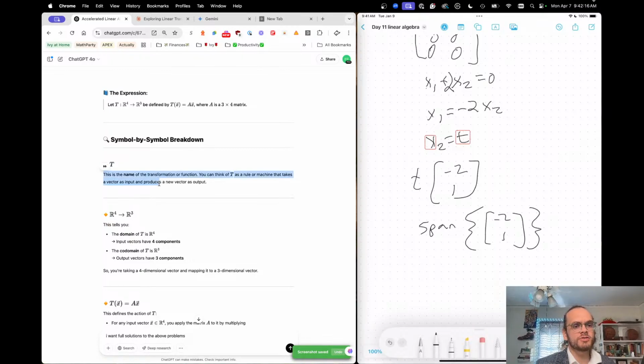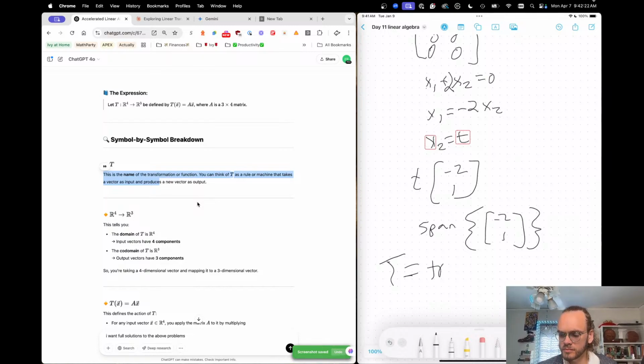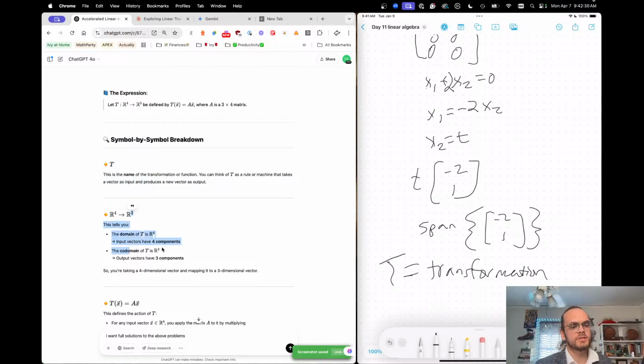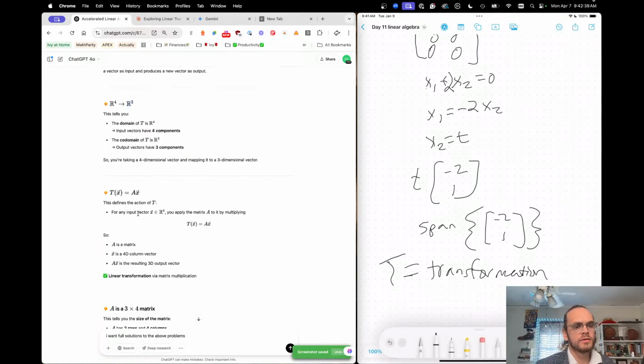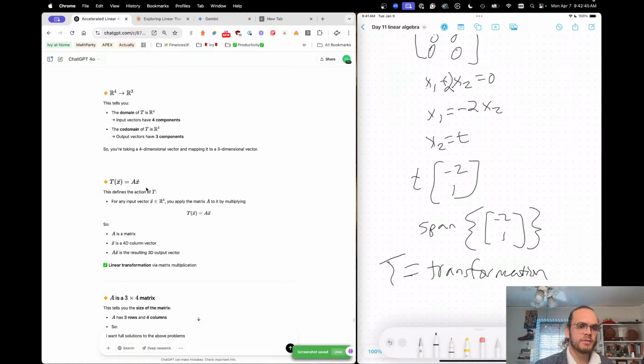T is the name of a transformation. Oh, T is transformation. I should just write that. T equals transformation. I guess that sort of makes sense. The domain of T is in 4 dimensions. The codomain is 3 dimensions. Oh, input, output. Okay. So we're transforming from a 4-dimensional space to a 3-dimensional space. This defines the action of T for any input vector.